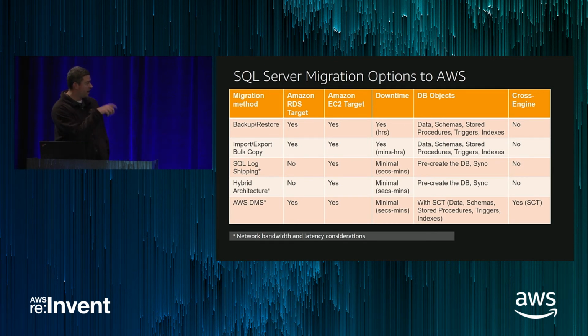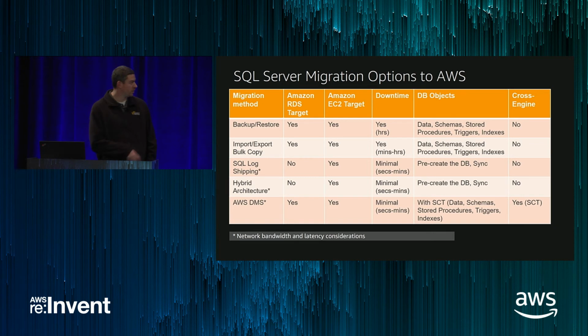I'll also highlight AWS DMS, Database Migration Service, at the bottom. Okay, so that's another service. It allows you to migrate databases from on-premises to AWS, from AWS back to on-premises. You can have RDS as a target. You can have SQL Server running on EC2 as a target.